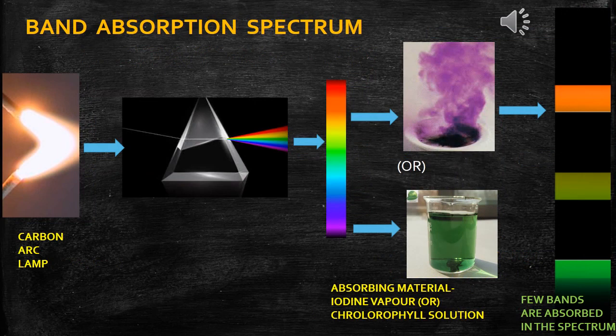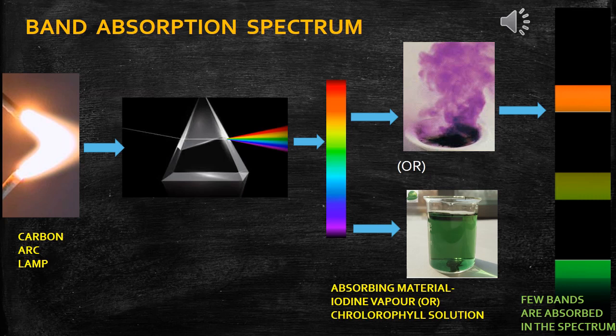The last one is band absorption spectrum. The light from the carbon arc lamp is made to be incident on the prism. After dispersion, 7 colors are produced. These 7 colors will be in the form of a continuous emission spectrum. This light from the continuous emission spectrum has to be allowed to pass through either iodine vapor or diluted chlorophyll solution. So this iodine vapor or chlorophyll solution will act as an absorbing medium.